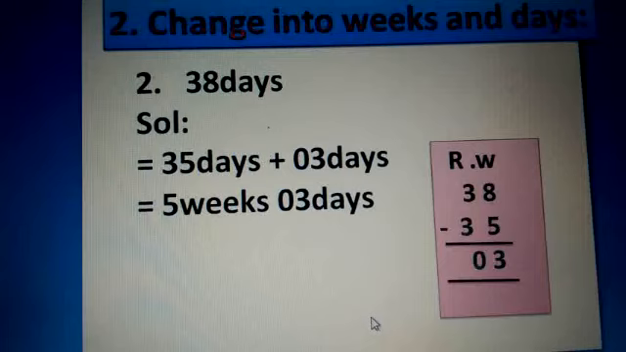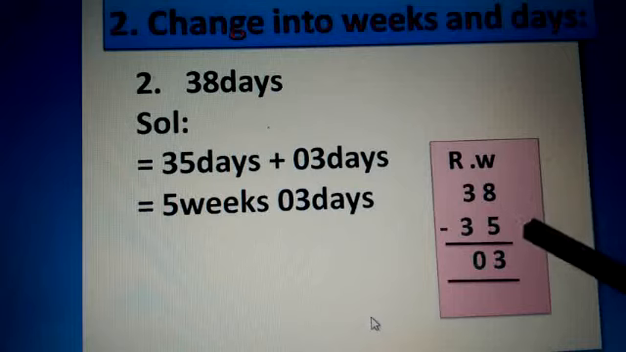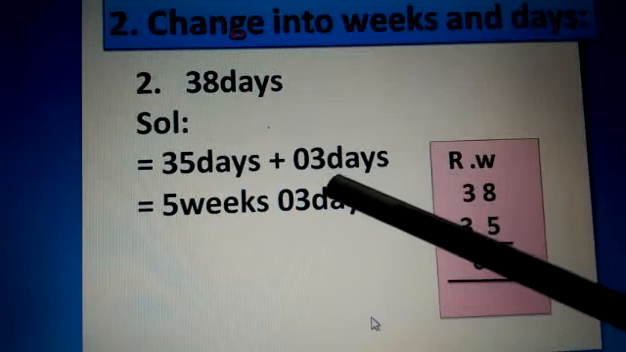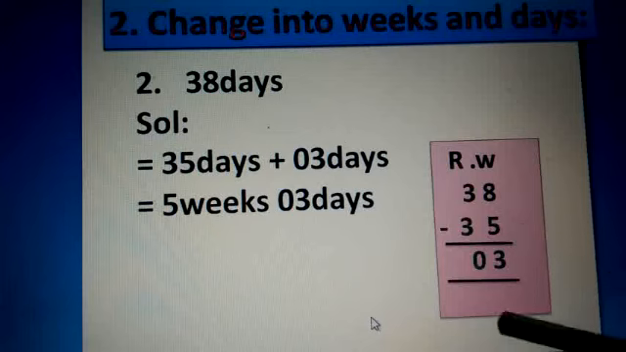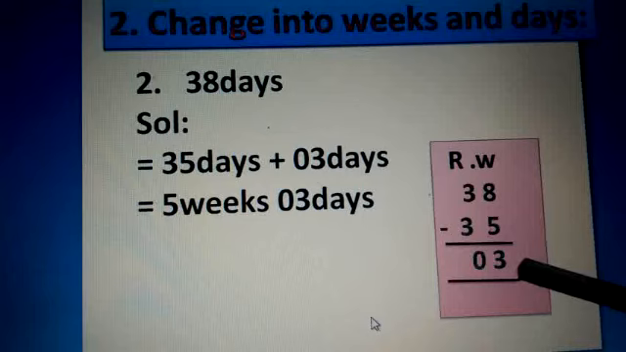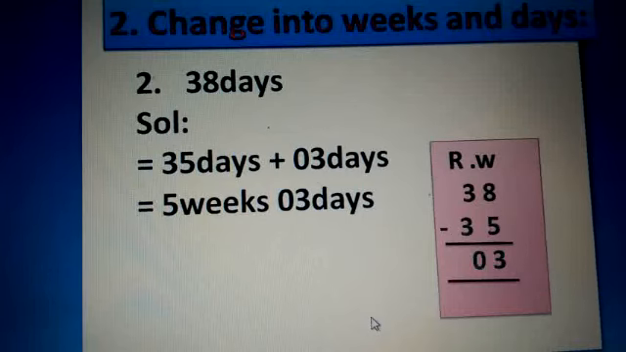Done, students? After that, we have to do some subtraction. First of all, we will write the given question, which is 38, and after that we will write the number which is written on the first line. The number is 35. So 38 minus 35 is equal to 3. So we will put 3 days after the sign of addition.